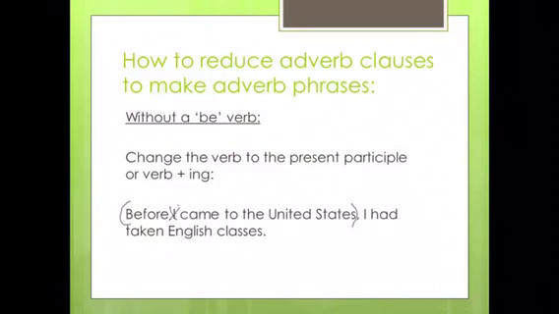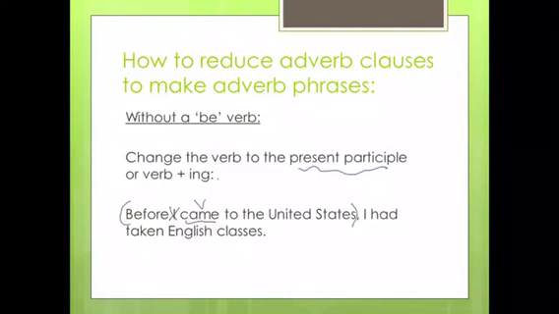So here, my verb is came, and this is the past simple. So I want to take that verb and I want to change it into what we call the present participle. I know we've learned about past participles before with present perfect, past perfect, and passive voice.